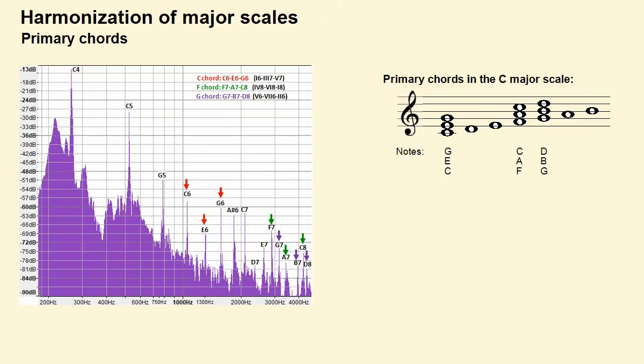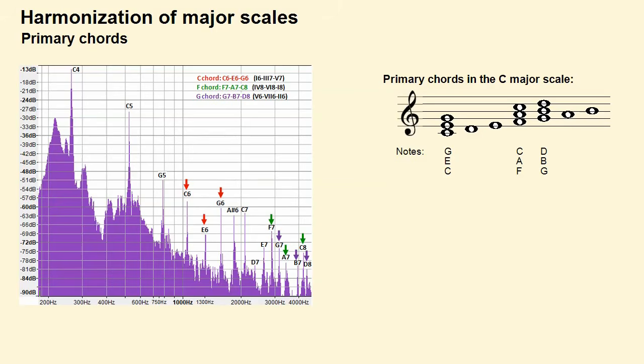Since these chords contain all the notes of the scale, they were sufficient to accompany the melody Twinkle, Twinkle, Little Star, and will be sufficient to accompany any melody that uses only the notes of this scale. Therefore, these chords are considered the fundamental chords of the key of C major and are called primary chords.